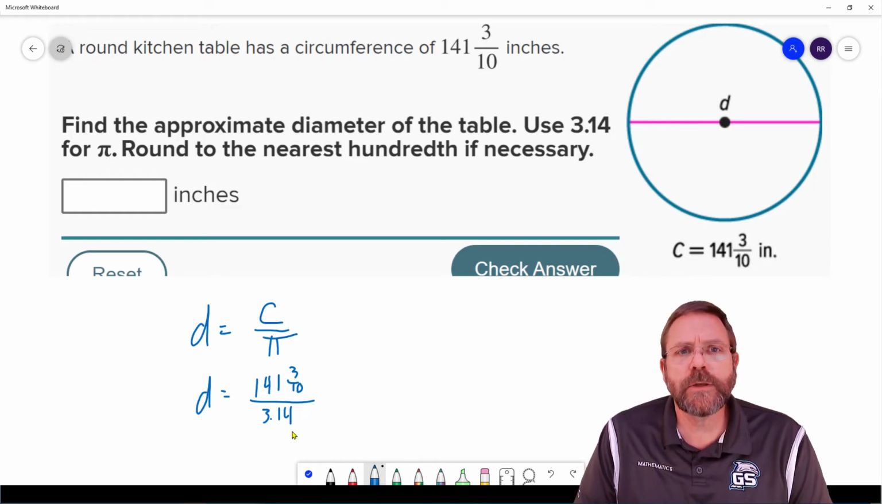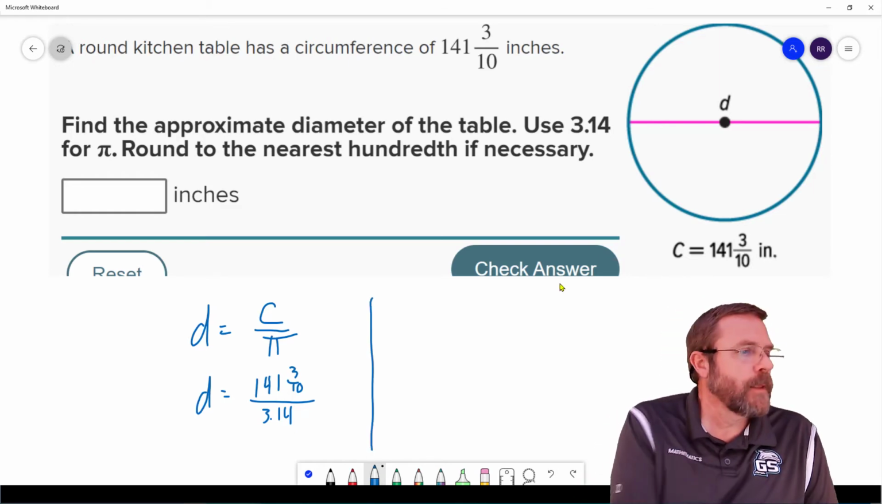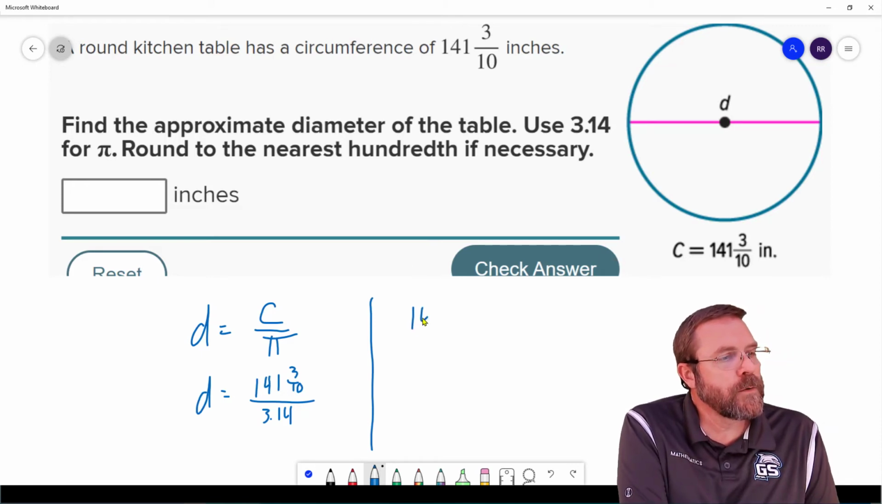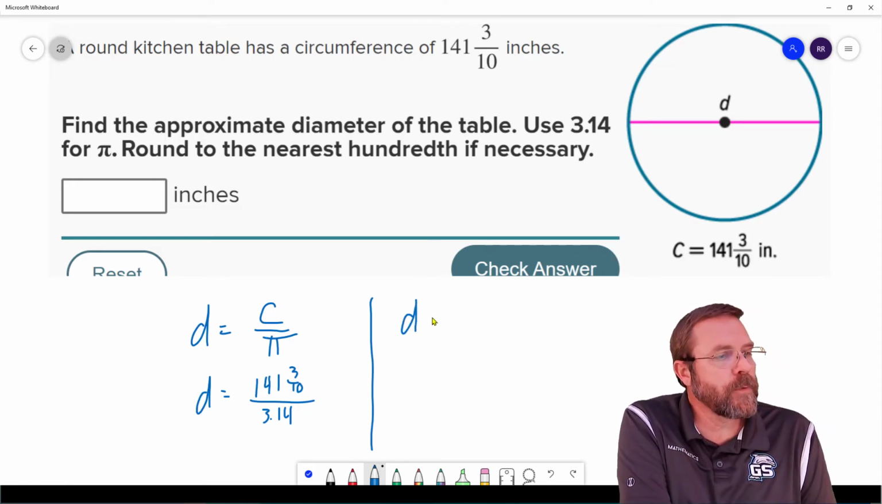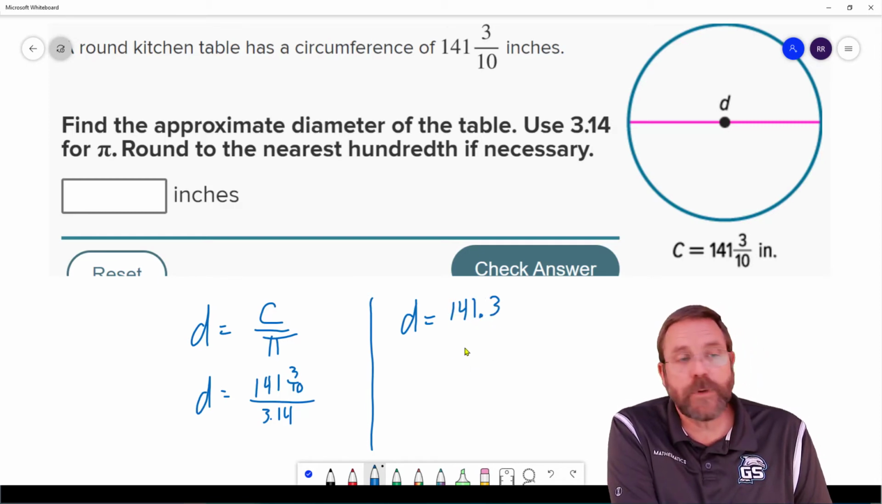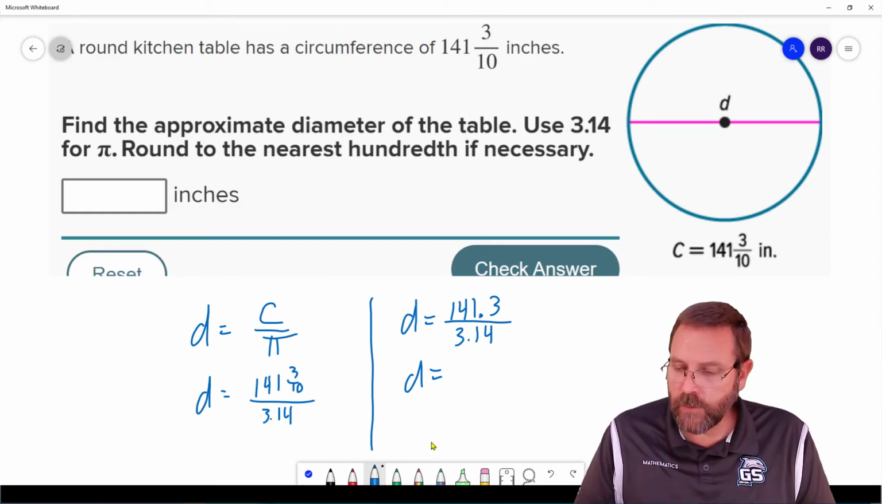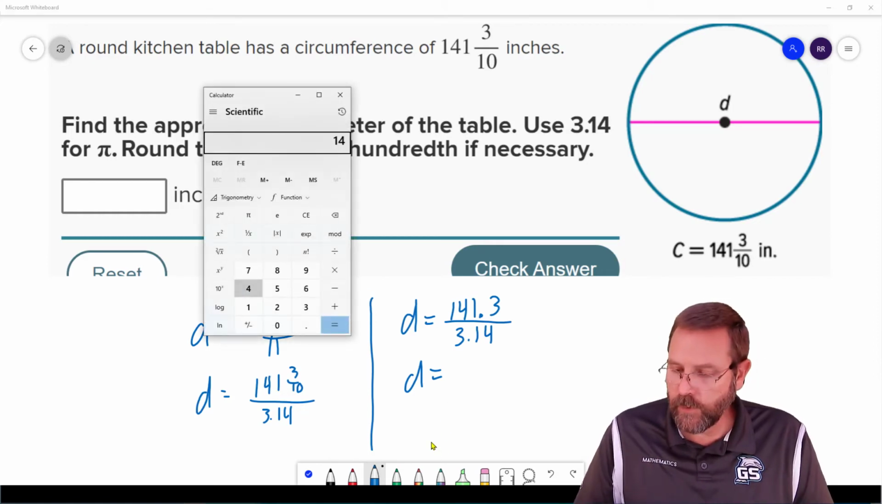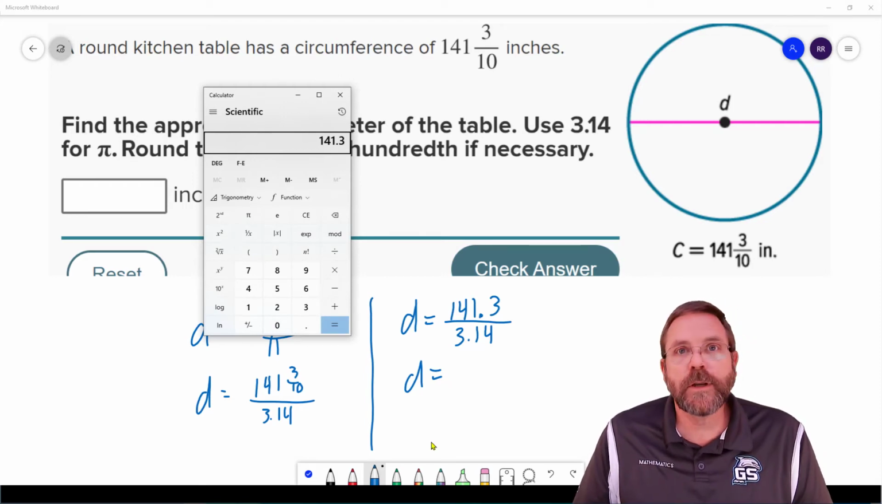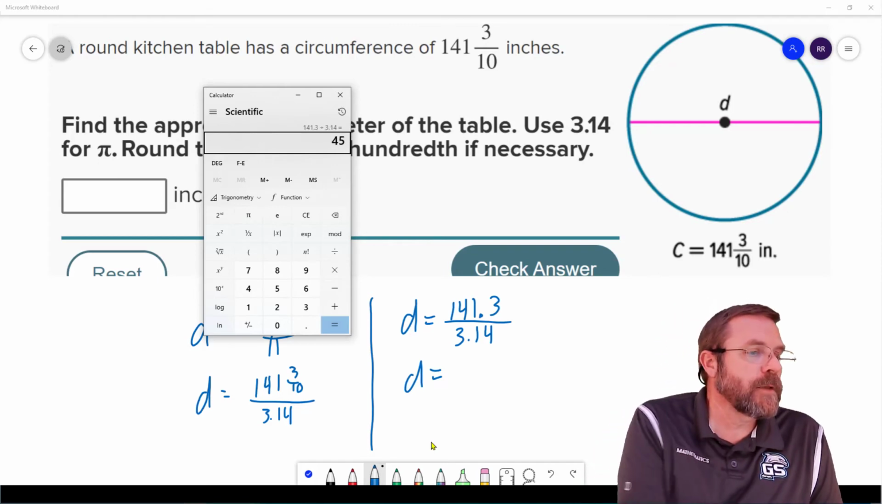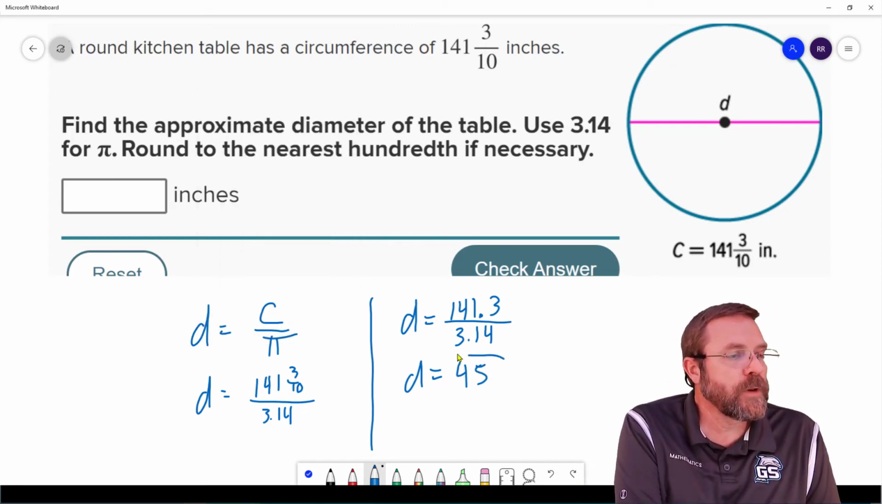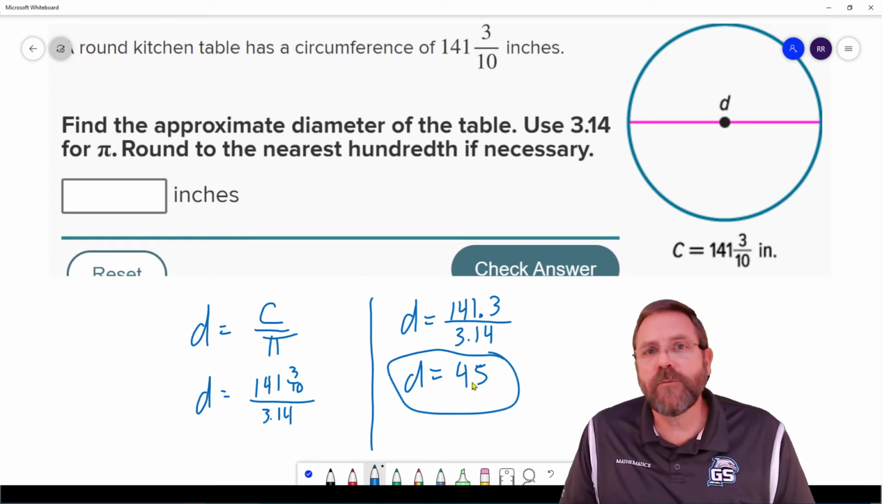Let's change that 3/10 into a decimal. That means now I'm going to have diameter is equal to 141.3, written as a decimal, divided by 3.14. Diameter therefore is going to equal, and I think I may just let y'all use your calculators on these because I don't want you to burn up all your time trying to do hard decimal division. 141.3 divided by 3.14 is going to give us exactly 45. So the diameter of that table is going to be 45 inches.